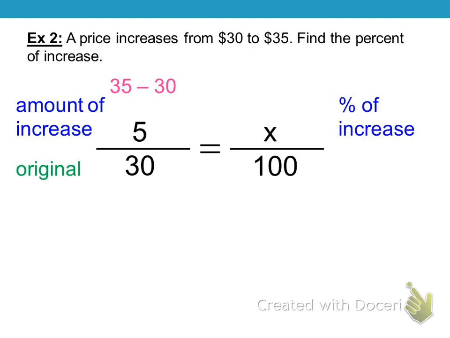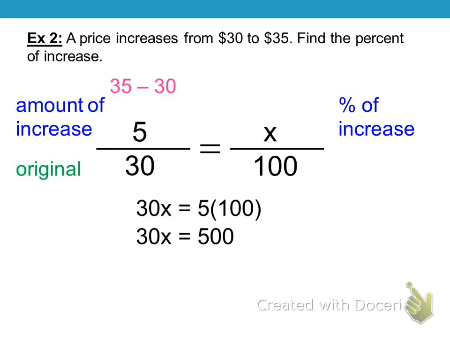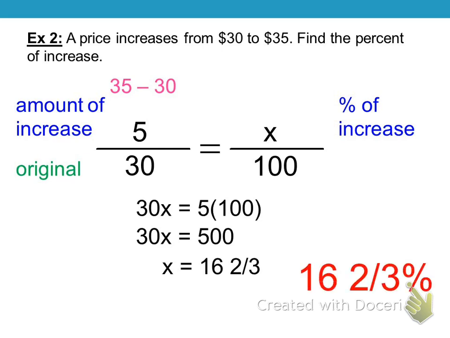Cross multiply. What's 5 times 100? 500. What's 30 times X? 30X. What's 500 divided by 30? 16 2/3. So 16 2/3%. What are your questions?